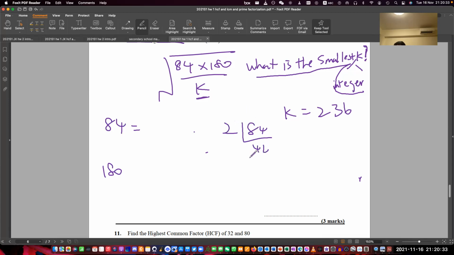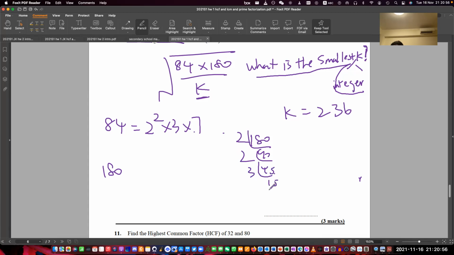So you have 42, and 2, you have 21, and then 3, 7. 7 is a prime number. Stop. So it's 2 to the power of 2 times 3 times 7. Let me just erase it first. Okay, I have 84 already. And then I'm going to do it for 180. So 2, 90, 2, 45, then 3, 15, 3, 5. Okay, so I have 2, 2, 3, 3, 5. Okay, good.